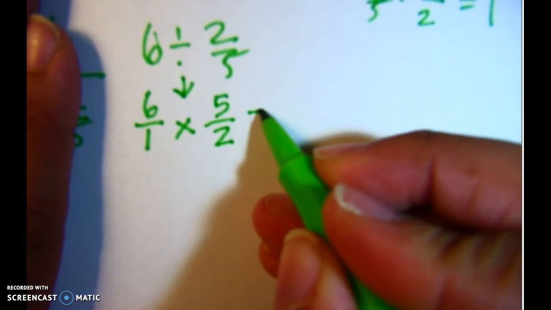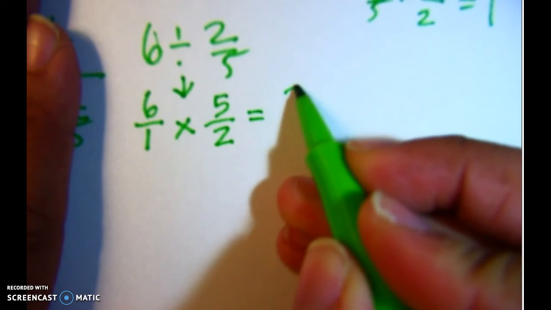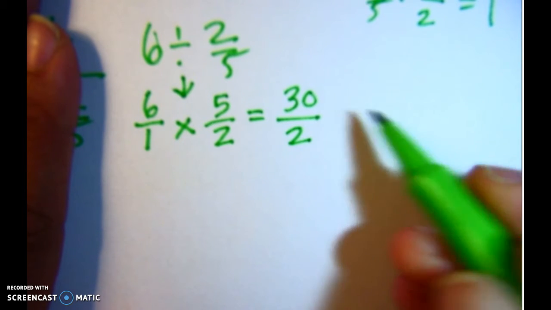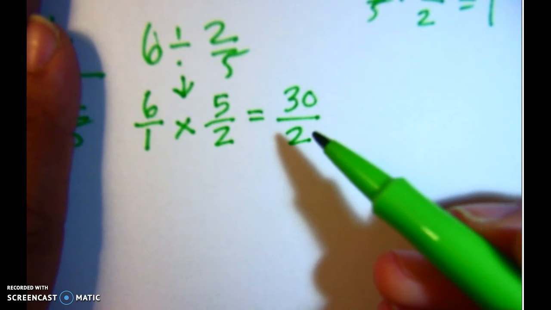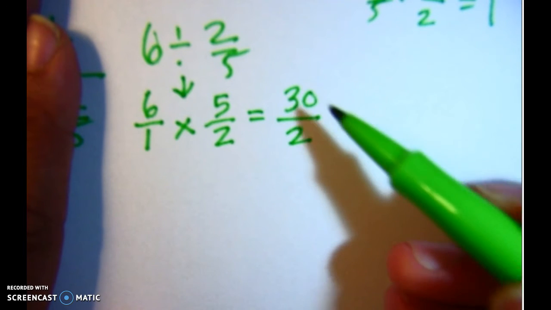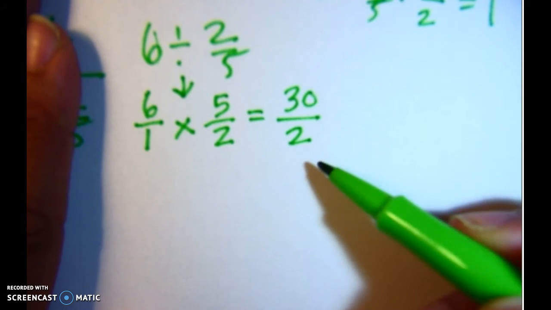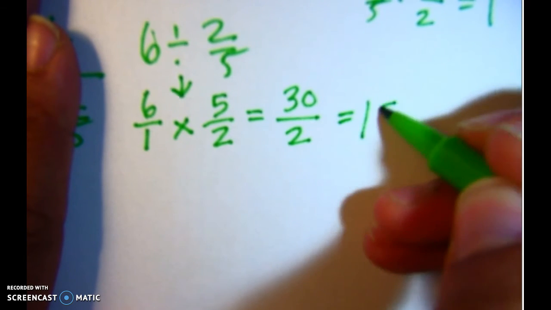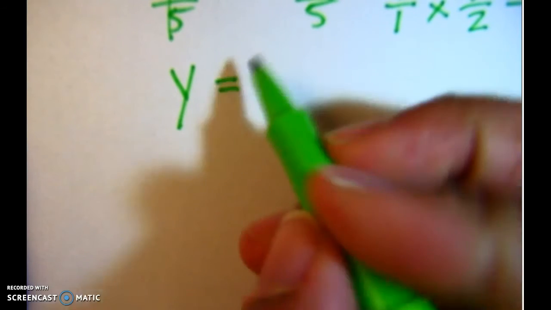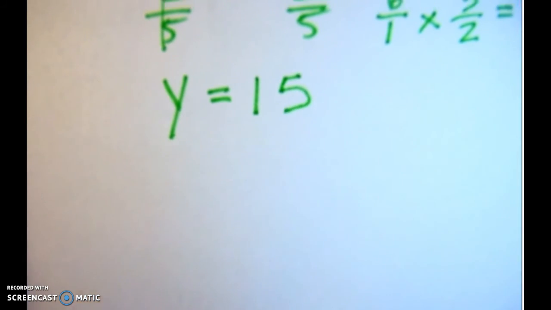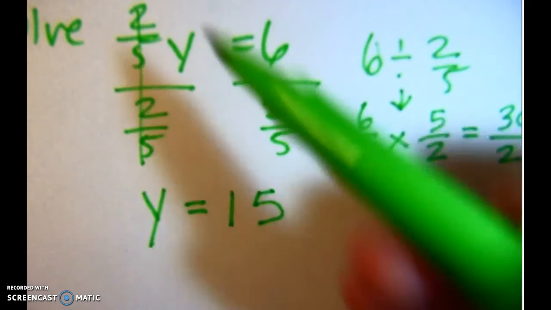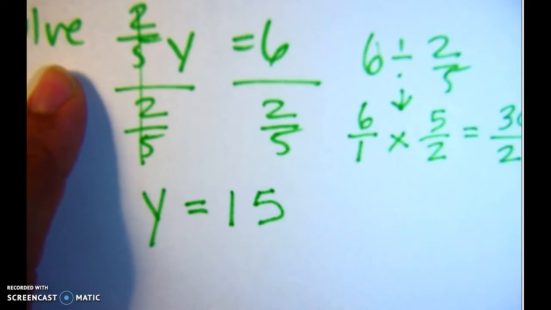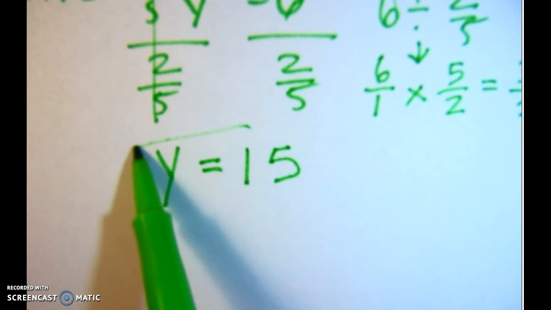Then when I multiply top times top, 6 times 5. And I multiply bottom times bottom, 1 times 2. And I can't leave it improper. So I need to go ahead and divide 2 into 30. If my numerator is bigger than the denominator, then I have to divide. And 2 goes into 30 15 times. So y equals 15. And if I put this 15 back in for y and did 2/5 times 15, it will equal 6. So the solution is y equals 15.